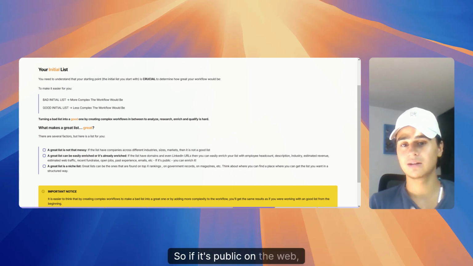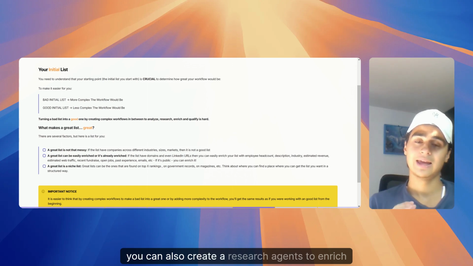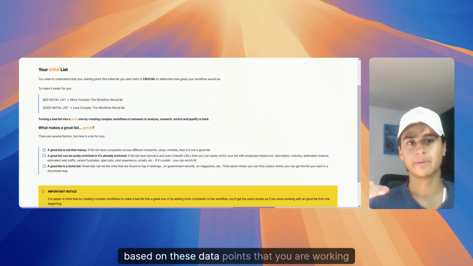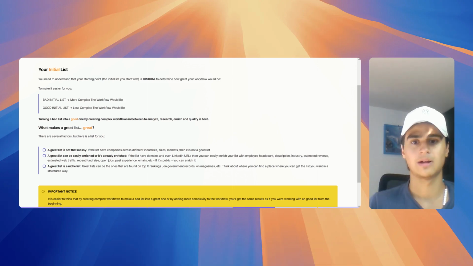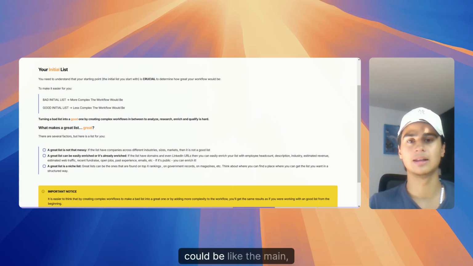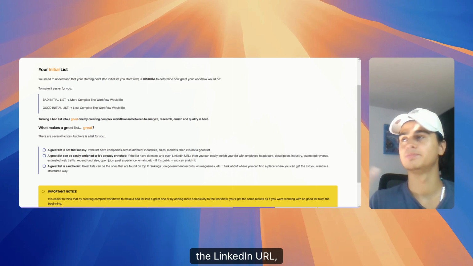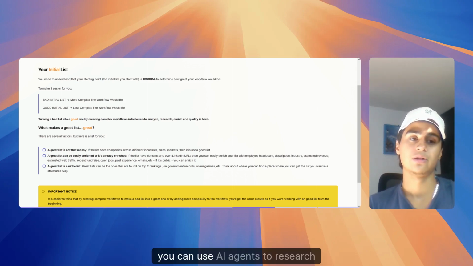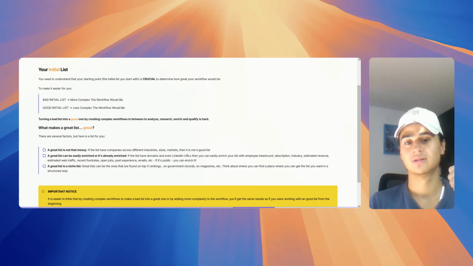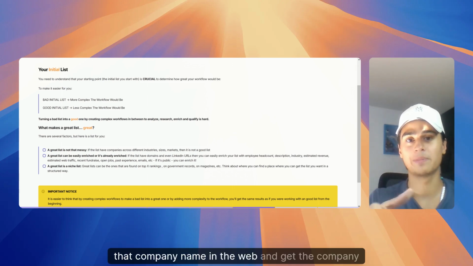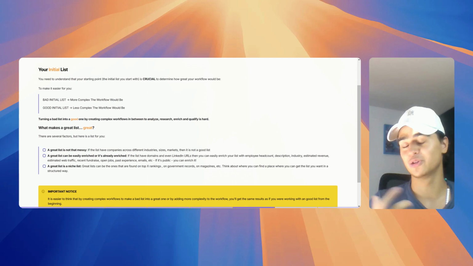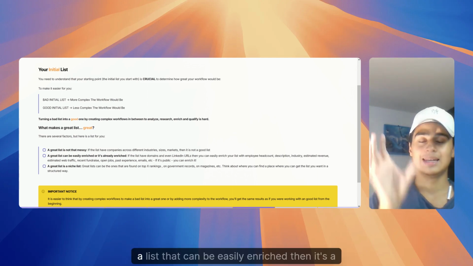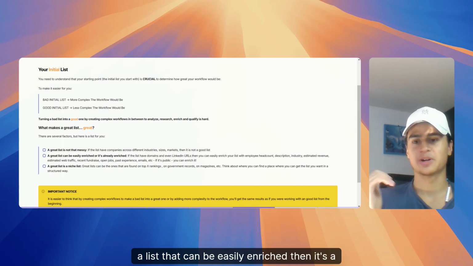So if it's public on the web, you can also create research agents to enrich that data based on these data points that you are working with. These data points again could be like the LinkedIn URL or the company name. From the company name, you can use AI agents to research that company name on the web and get the company domain too. So yes, if you have a list that can be easily enriched, then it's a great list.